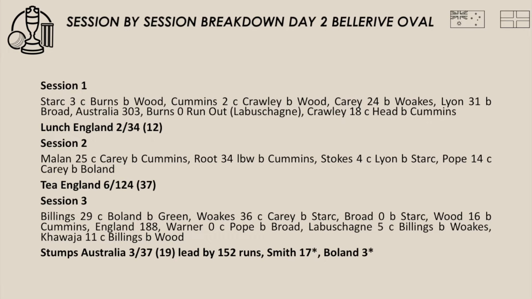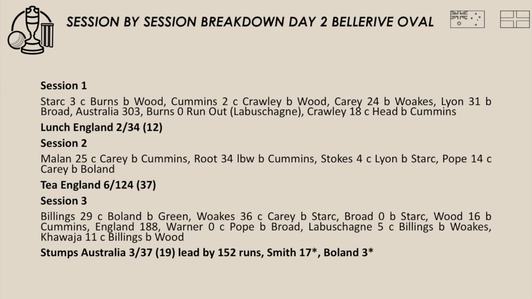In the final session of play, we saw Sam Billings go for 29, caught Boland, bowled Green. Then Wokes for 36, caught Carey, bowled Starc. Then Stuart Broad, gone for a duck, bowled by Starc. And Wood, out for 16, bowled by Cummins. England dismissed for 188. Australia lost 3 wickets before the end of play.